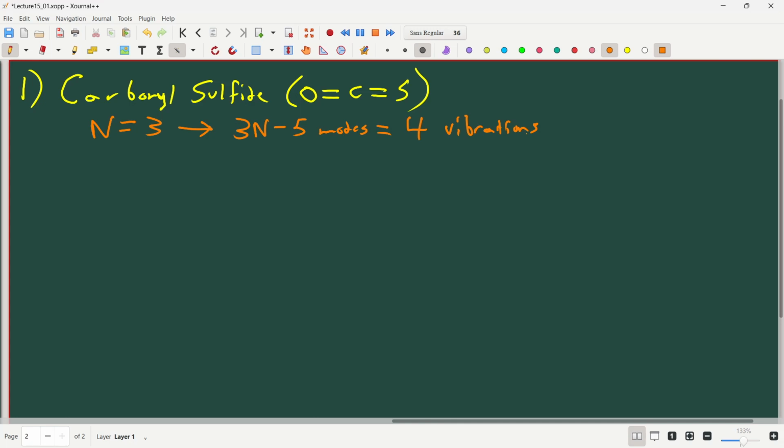But the way I do it is I just calculate it with a computer. Okay, there's software available, free and paid, where you can plug in a molecule and ask it to calculate the vibrational modes in it, and it calculates them for you. All right, and I'll show you an example of that on my third molecule.